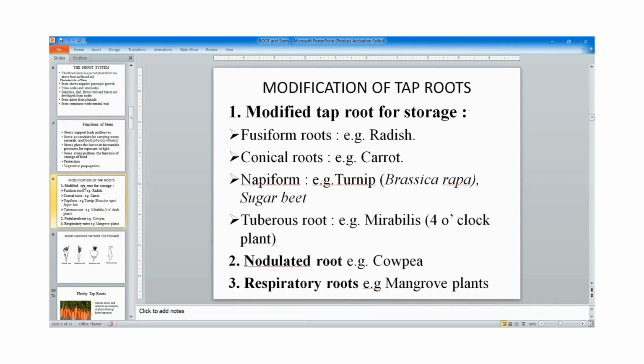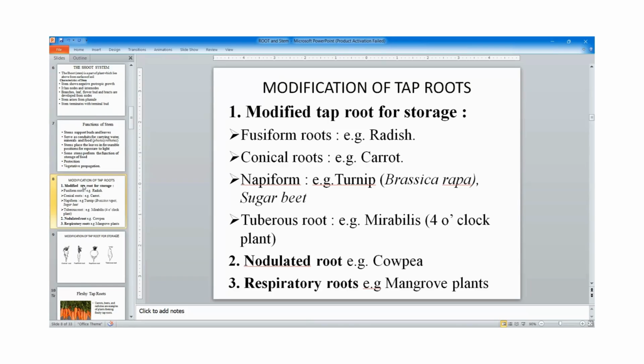Now let's go to modification. Modification of taproot. One, modified taproot for storage. Taproot can be modified for storage, like what you have in carrot, in radish.